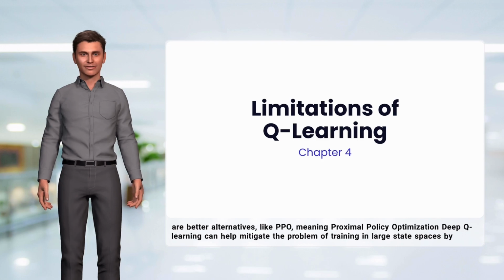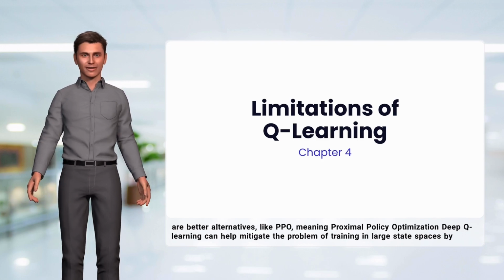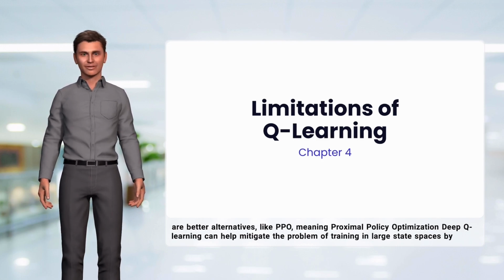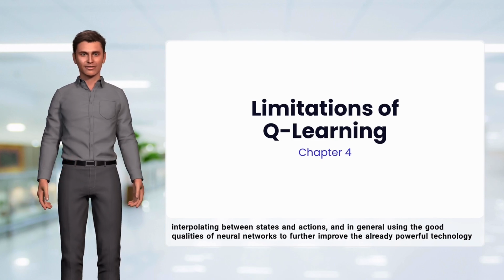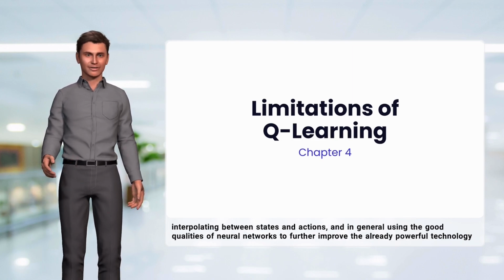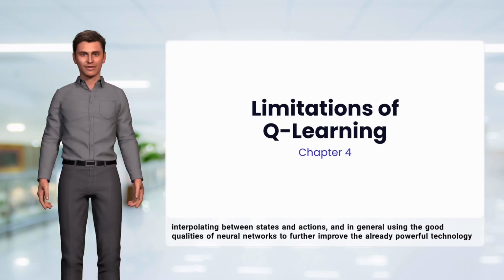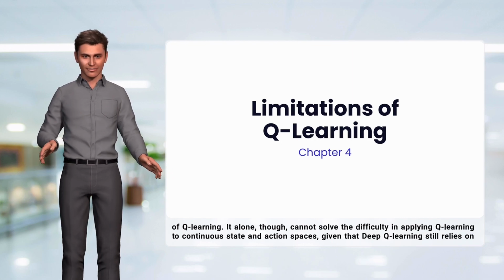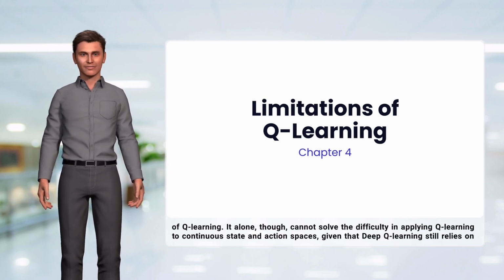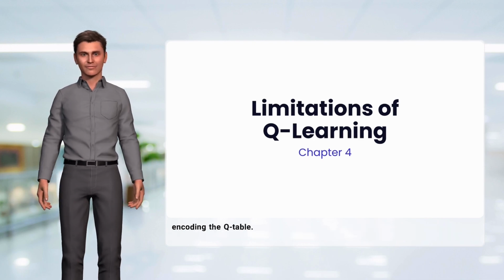meaning Proximal Policy Optimization. Deep Q-learning can help mitigate the problem of training in large state spaces by interpolating between states and actions, and in general using the good qualities of neural networks to further improve the already powerful technology of Q-learning. It alone, though, cannot solve the difficulty in applying Q-learning to continuous state and action spaces, given that deep Q-learning still relies on encoding the Q table.